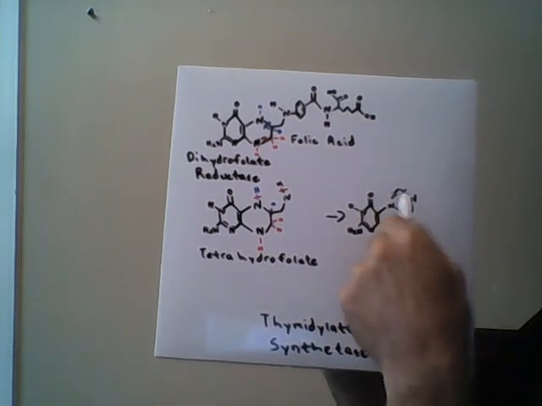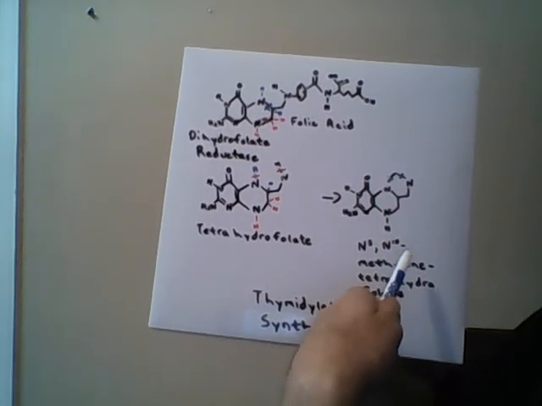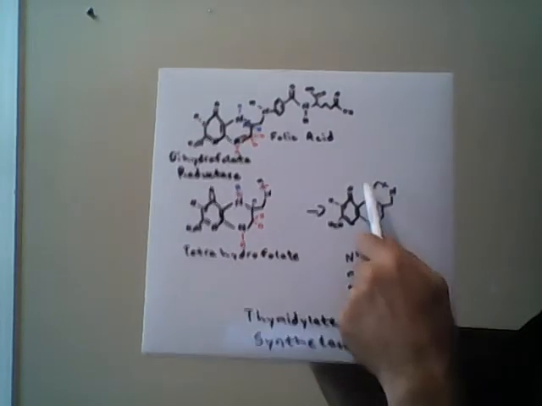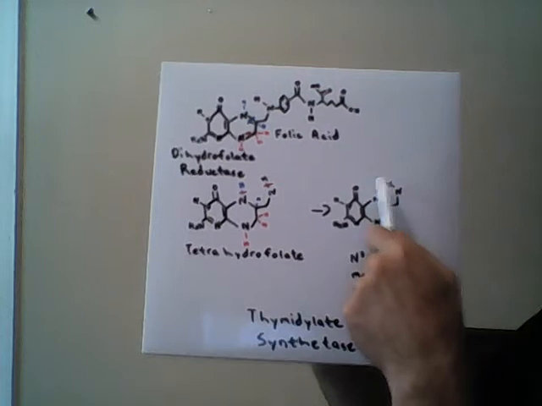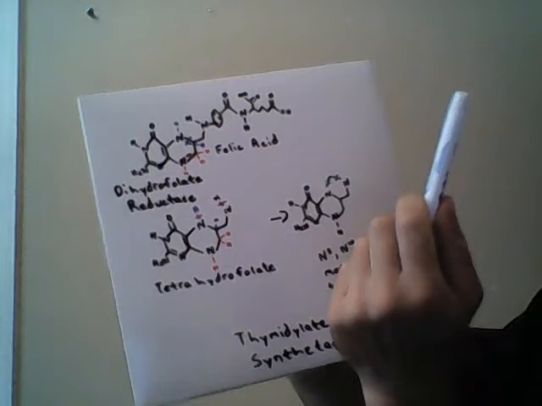Thymidylate synthetase comes in at this step, which is N5, N10 methylene tetrahydrofolate, and chops this off right here. It has this and this. So now you have a carbon attached with 2 hydrogens. Let me just write that down because that's going to be important right here. Carbon, 2 hydrogens. So that's a methylene group right there. So this methylene group right here, this carbon and 2 hydrogens.